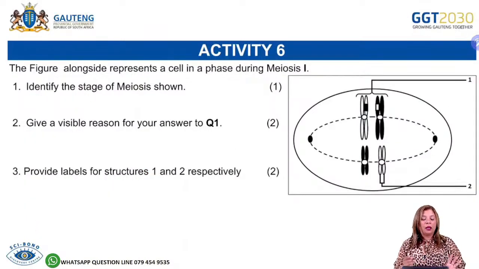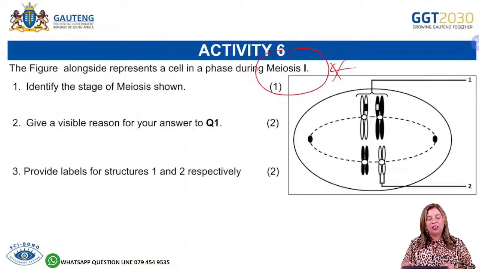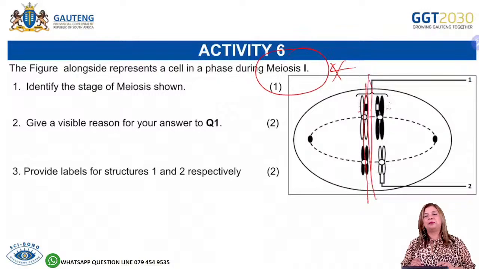Okay? The figure alongside represents a cell during meiosis 1. Here they were kind. I like this examiner. They actually gave us a clue. They said it's meiosis 1. Identify the stage of meiosis. Now, I can see that crossing over has occurred, so it's after prophase 1. I can see that we have homologous chromosomes that are lying next to each other. They're in pairs. So I know this has to be meiosis 1. And because they are in the middle or at the equator, I know that this must be metaphase.